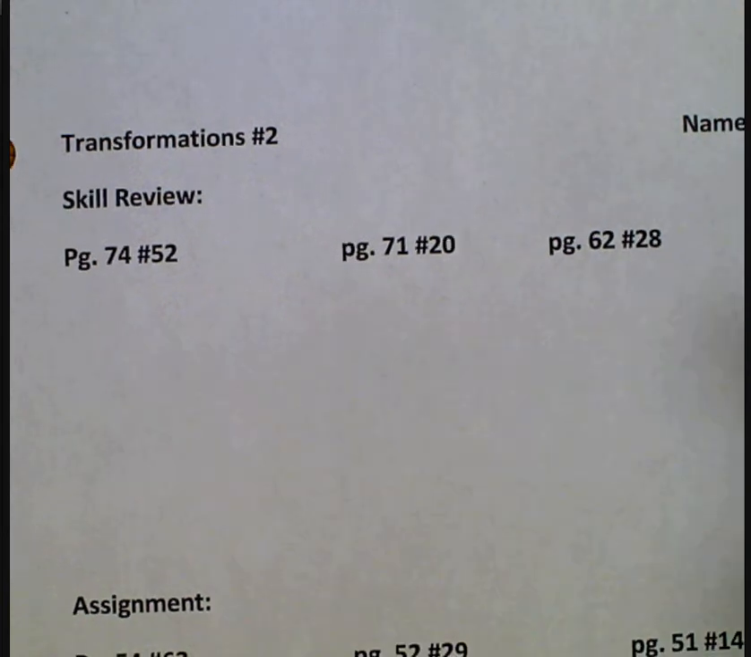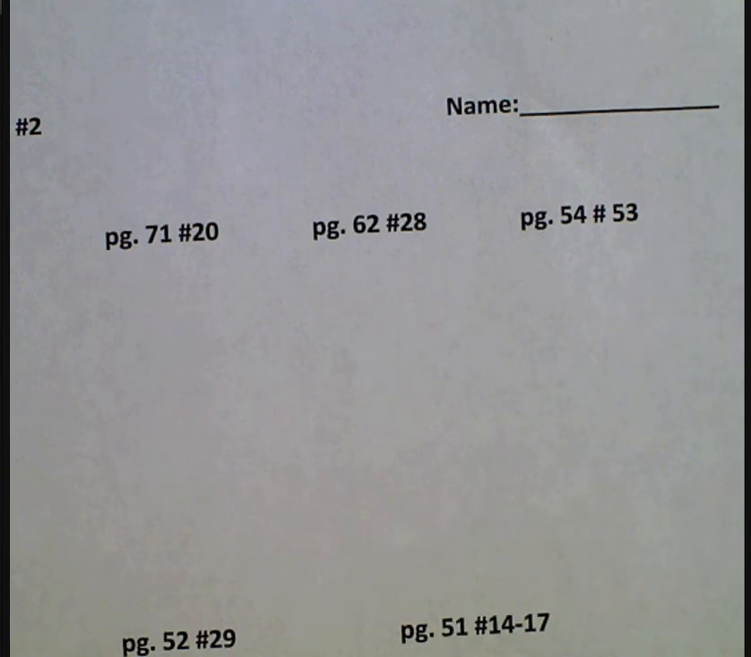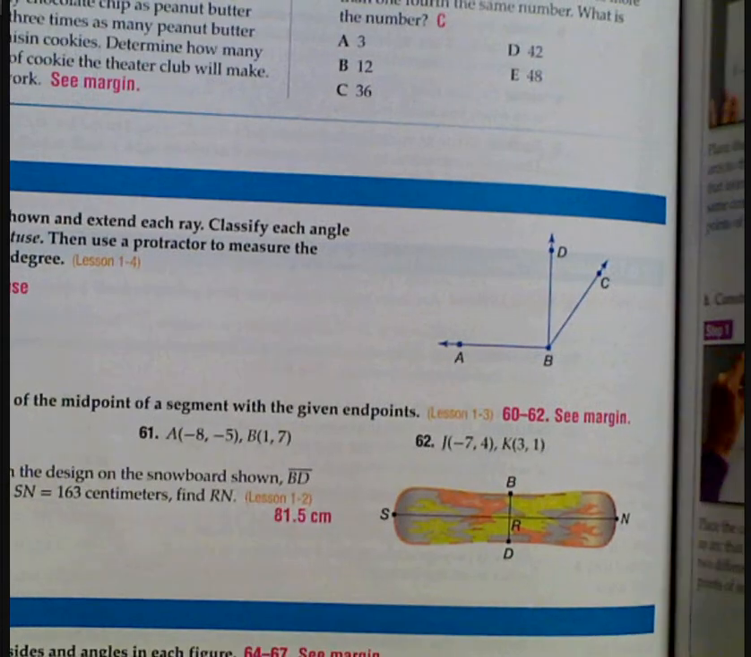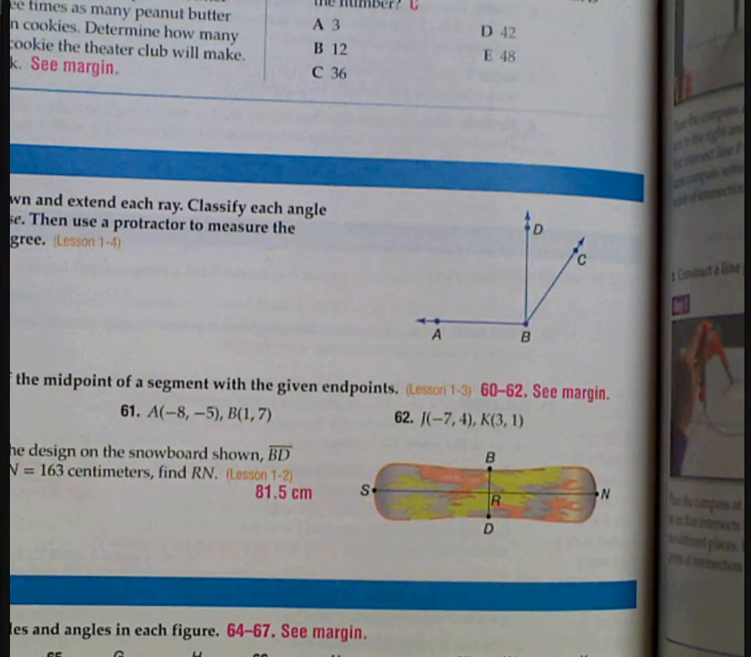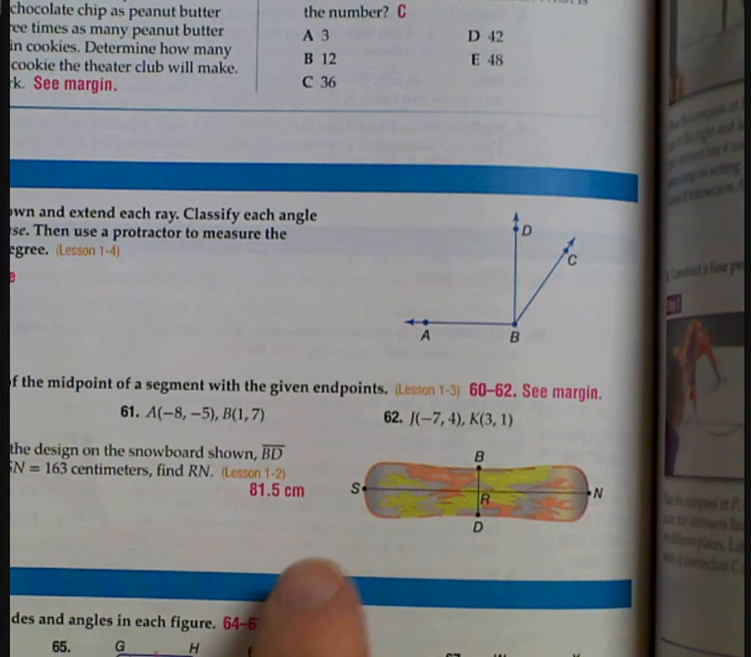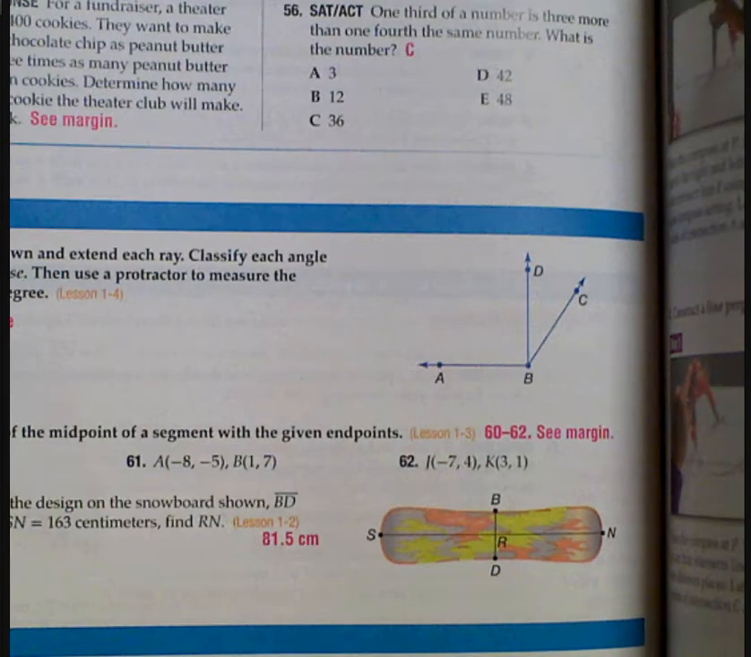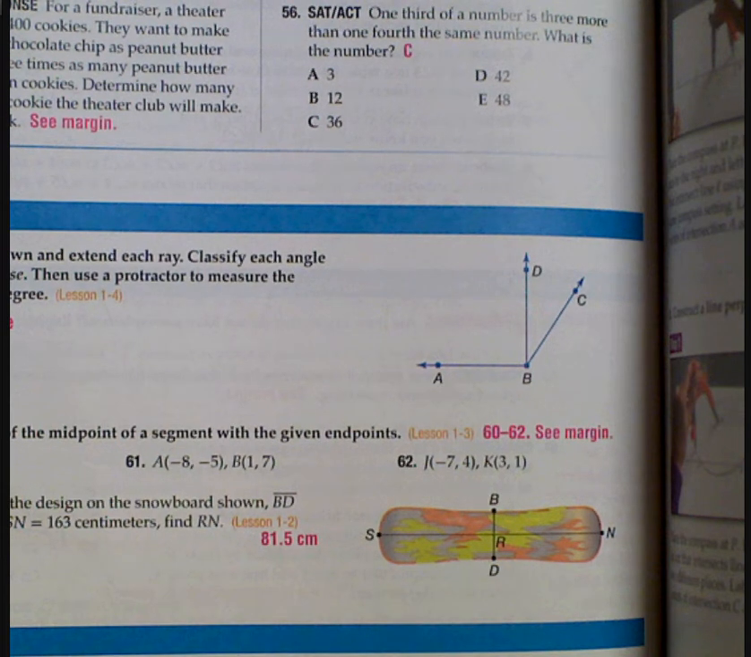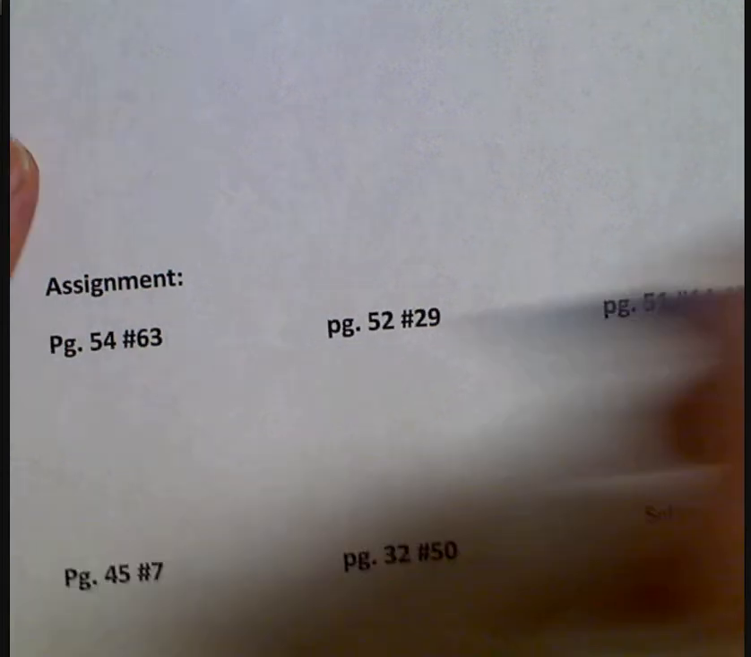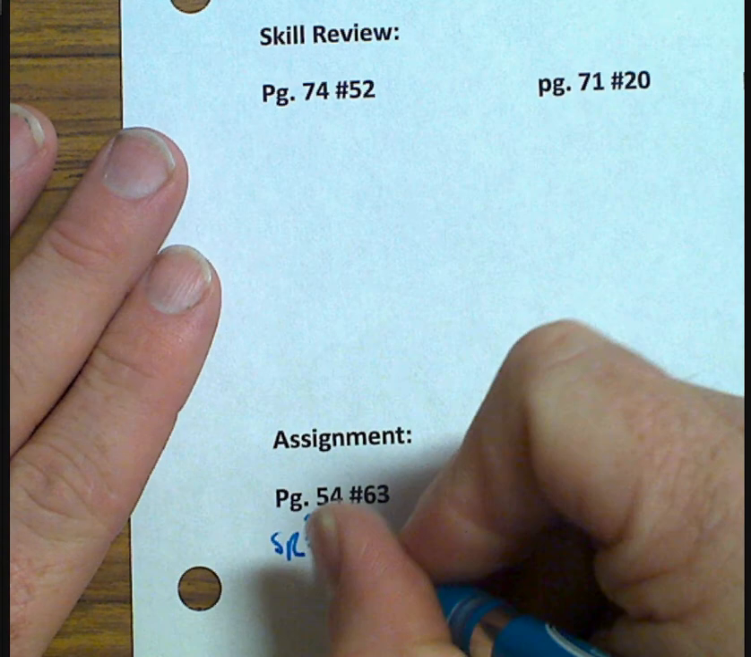Alright, we are on transformations number 2, page 5463, number 63. It states, in the design on the snowboard shown, BD bisects SN at R. If SN is 163, so SN equals 163, find RN. So if it bisects, I know that SR has to be congruent to RN.